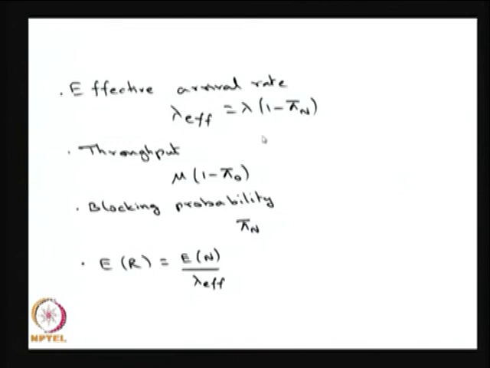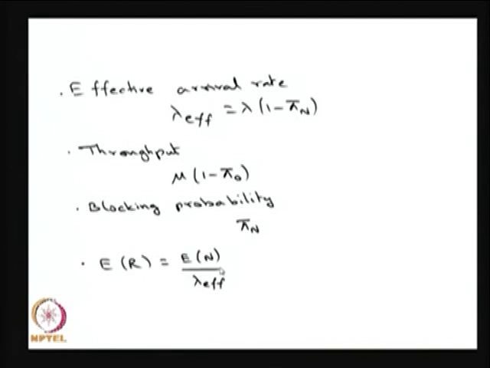Once you know the steady state probabilities, you can find out the average number of customers in the system, and using the Little's formula you can get expected time spent in the system by any customer, divided by not lambda, it is lambda effective, because the effective arrival rate is used in the Little's formula, not the arrival rate.